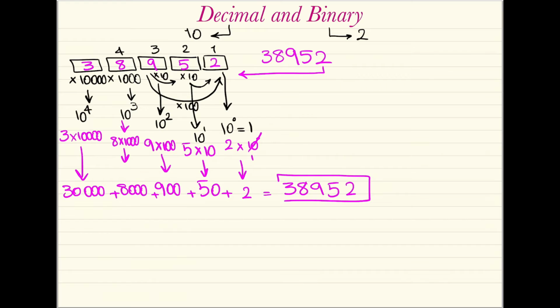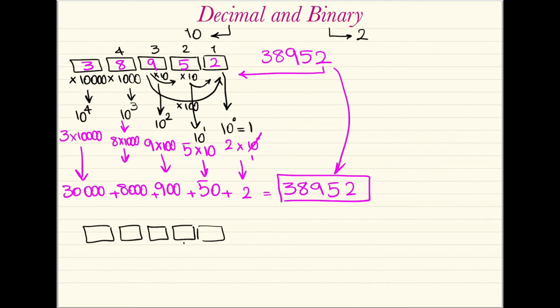And as you see, the number is the same. So that's called the decimal system. Now, what is the binary system? Well, the binary system also has boxes. But the difference is that the difference between these boxes is a factor of 2.